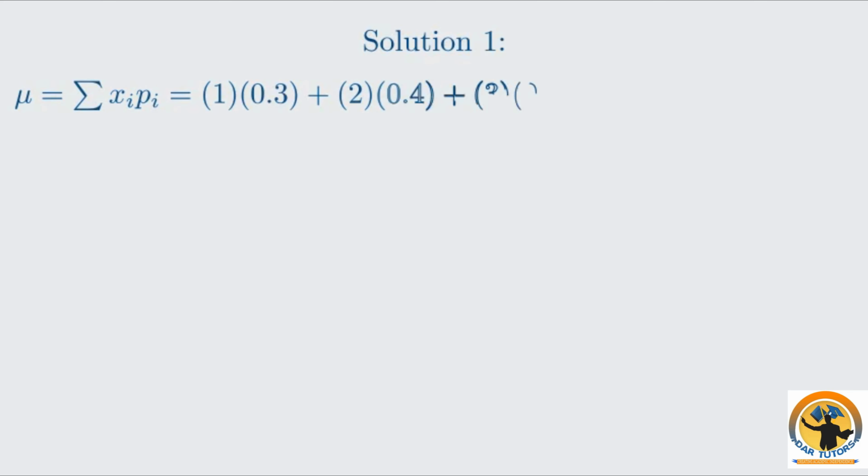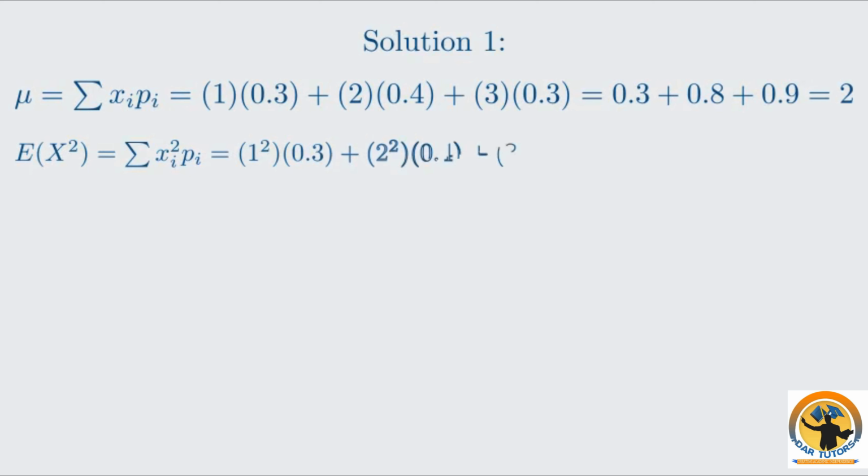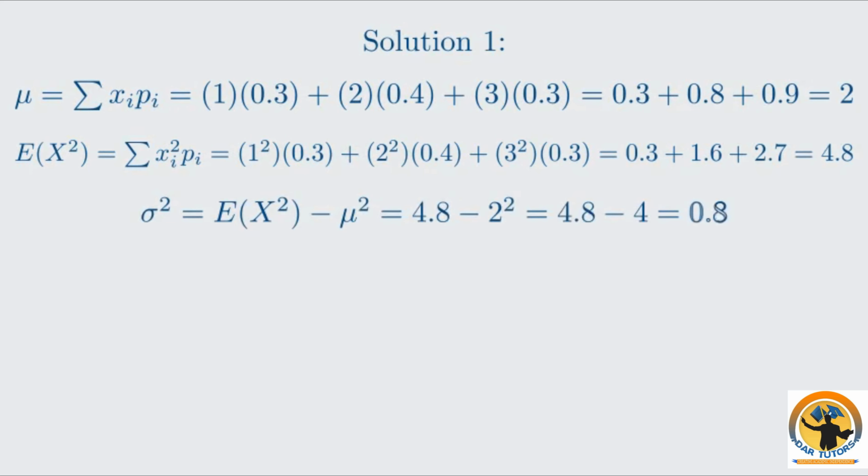Welcome back. Let's look at the solution to question 1. First, we find the mean mu, which is 2. Then, using the alternative formula, we calculate EX squared as 4.8. This gives us a variance of 0.8 and a standard deviation of approximately 0.894. Great work if you got that right. Now for the next question.